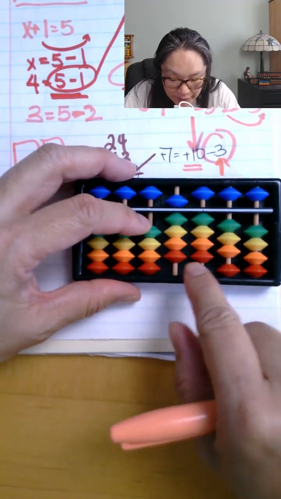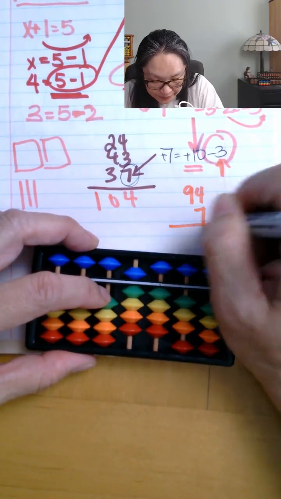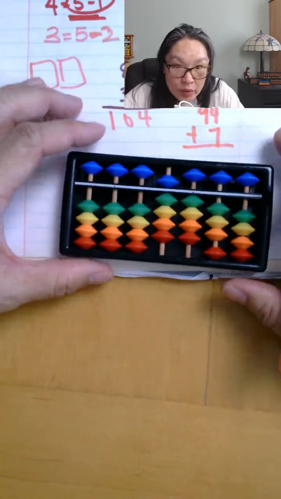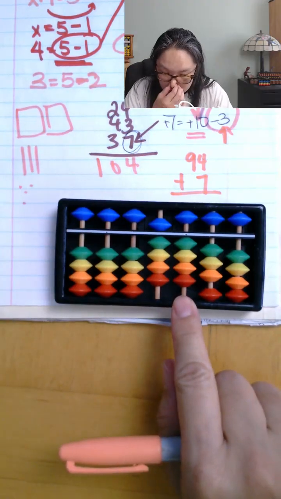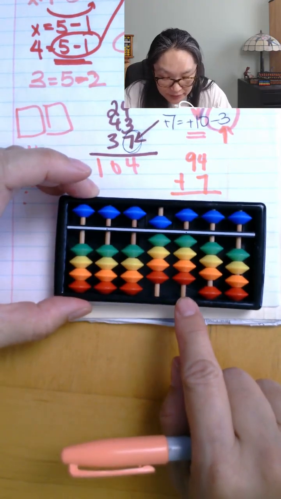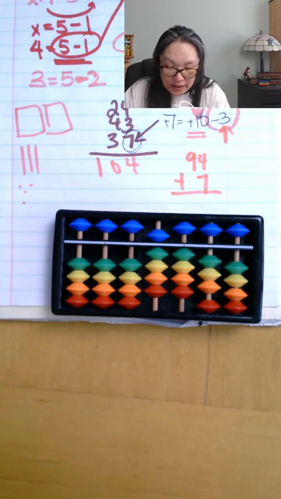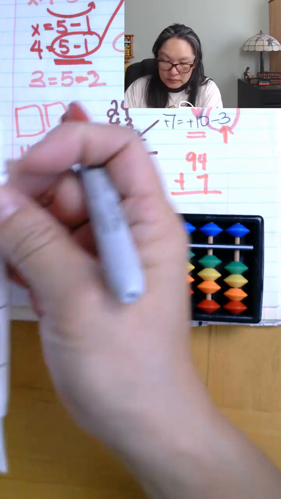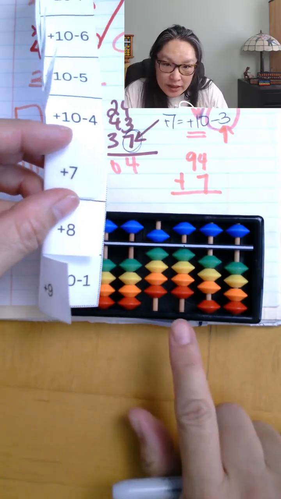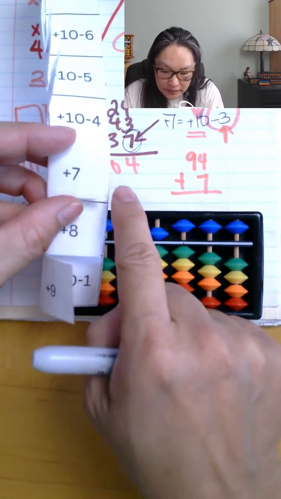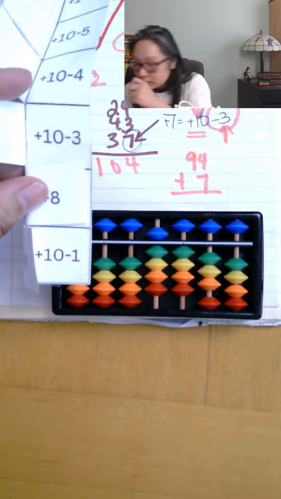Let's do 94 plus 7. When we do 94 plus 7, we have 94 plus the 7. When we add the 7, the equation to add the 7 doesn't work, because there's not enough beads. So what's another way to add the 7? Plus the 7 is plus the 10 minus the 3.